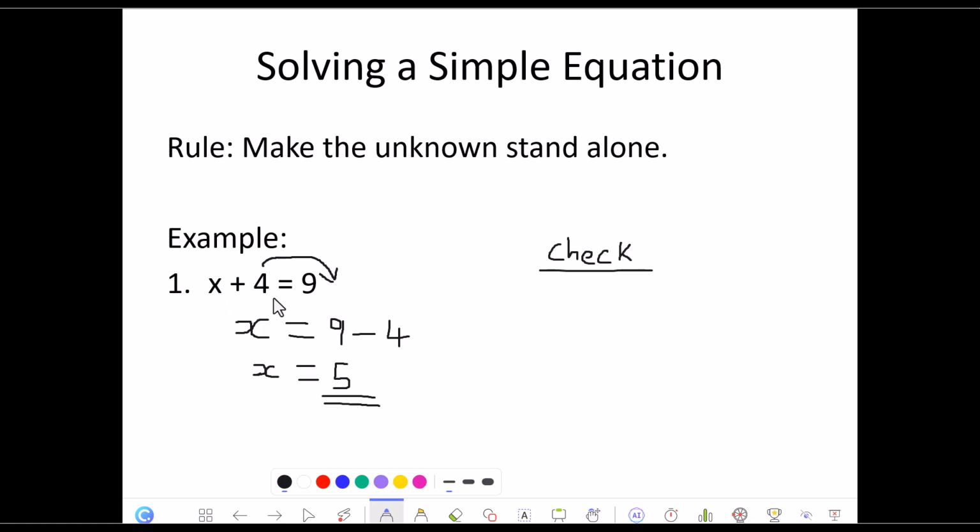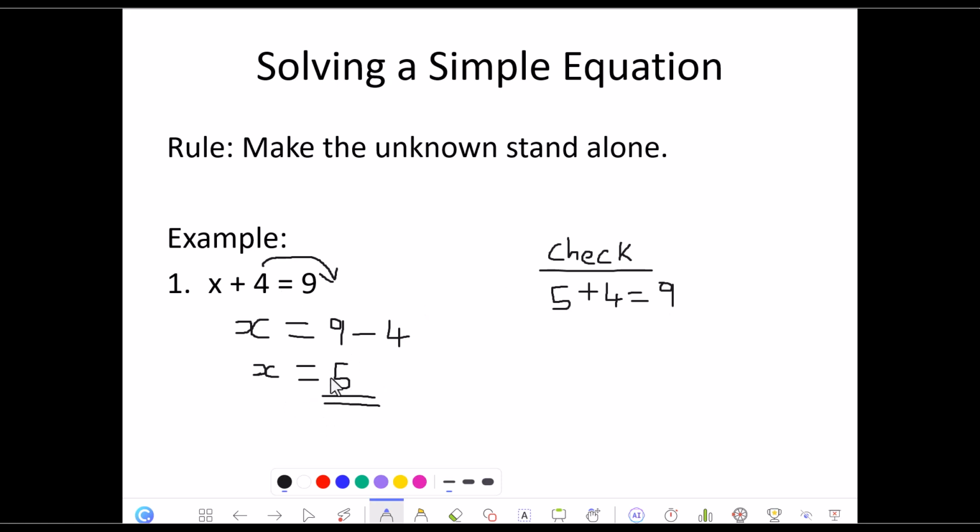So when you check, we said x is 5, just substitute x as 5. So when you take away x from this place and you put your 5, you have 5 plus 4, something like this. And when you solve it, 5 plus 4 is going to give you what? It's going to give you 9. So this answer is correct.